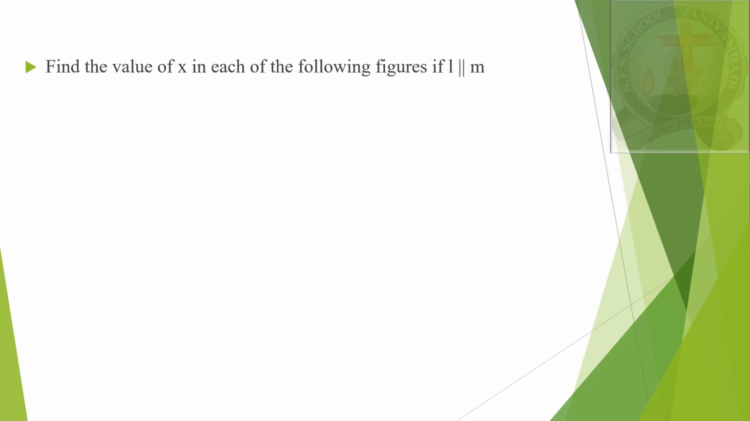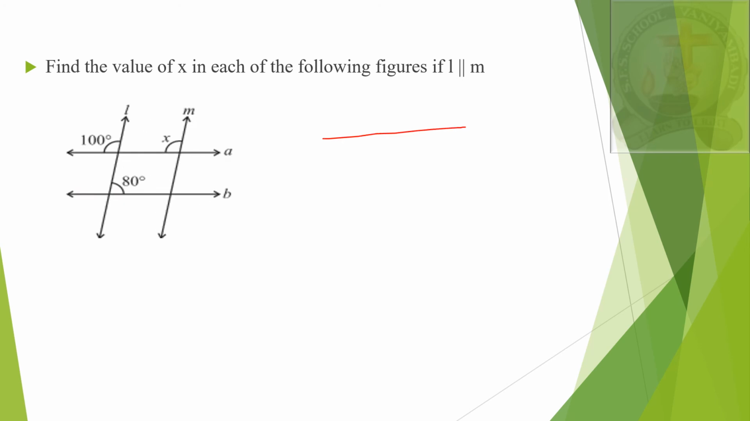Same question: find the value of x in each of the following figures if L is parallel to M. This time we can take these two parallel lines, L and M, and the line A. Let me give the measurements. This is 100 degrees, then this is x. Now you can see here A is a transversal line.